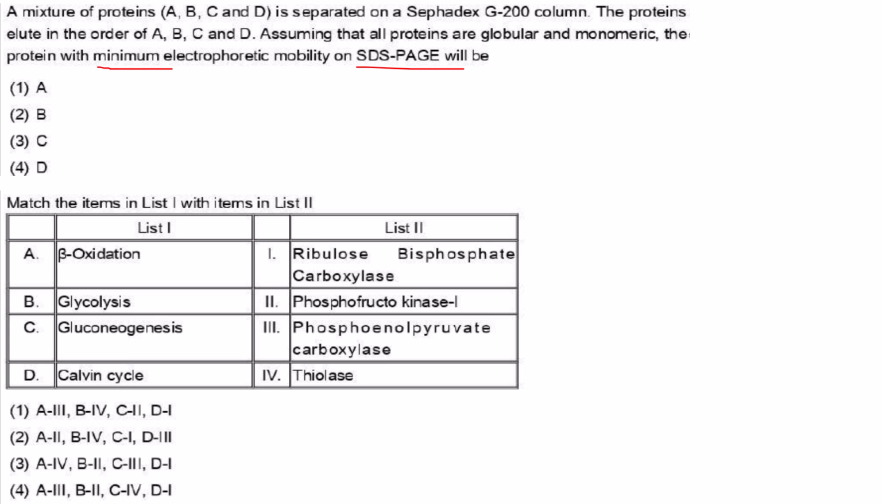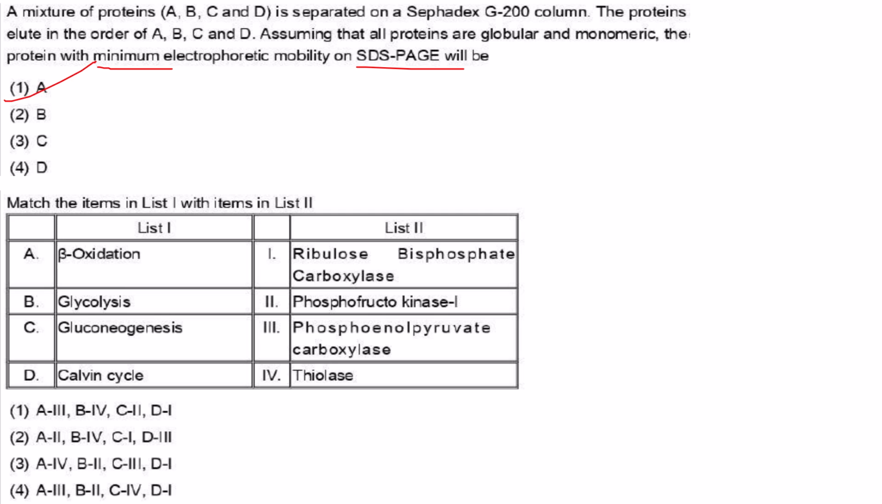Now what is the question? The protein with minimum electrophoretic mobility on SDS-PAGE. So SDS-PAGE separates proteins based on their molecular weight. The smaller the protein size, the faster it migrates in the gel. But the larger the protein size, the slower it migrates. So protein A is the largest, or I can say it has the largest molecular weight, so it will have minimum electrophoretic mobility on SDS-PAGE. So the answer here is option 1.